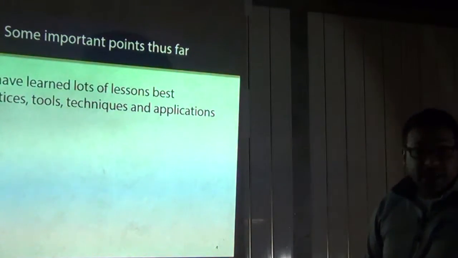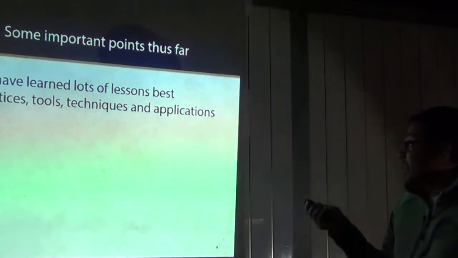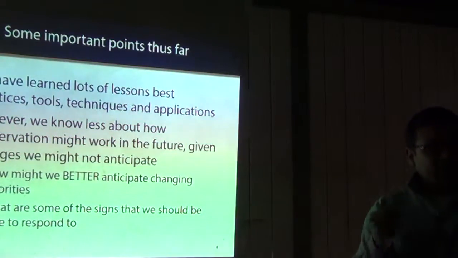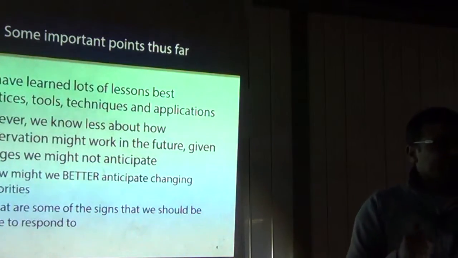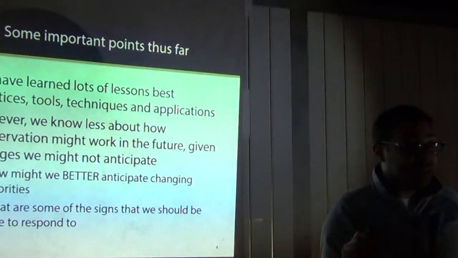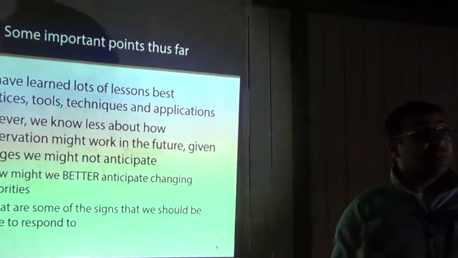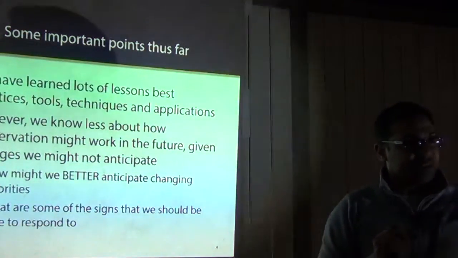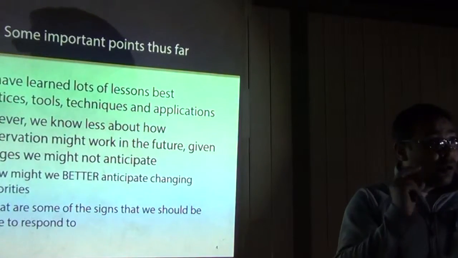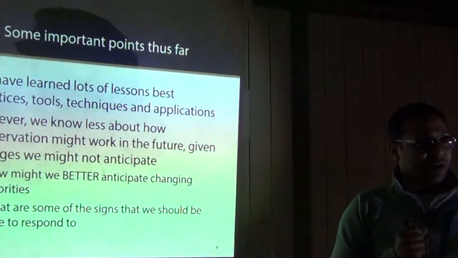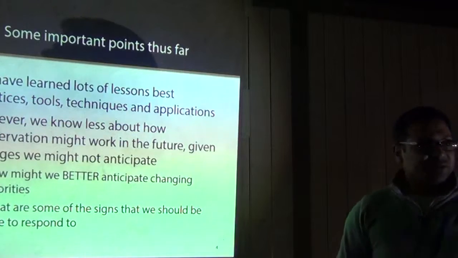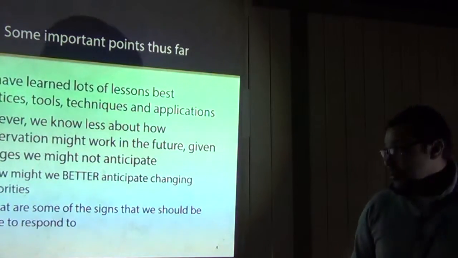So we've learned lessons of best practices, we've learned some lessons on tools and techniques, we've certainly looked at applications, but we don't know much about how conservation might work in the future, given changes we might not anticipate. And this is a really important thing. There are changes we can anticipate, and there are changes we are not able to yet understand or appreciate. Okay? And certainly, I think the challenge of climate change caught a lot of communities that were not part of broad consultative decisions, it caught them off guard, right? And here, what I want us to think about is, what are the signs that we should be able to respond to, right? What are those early warning signs that we can respond to?